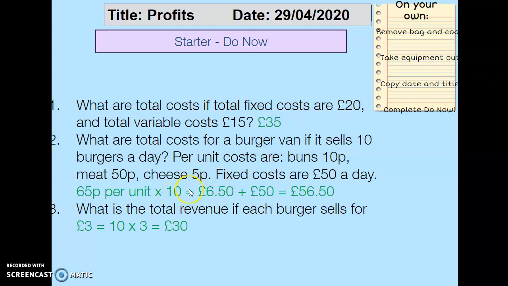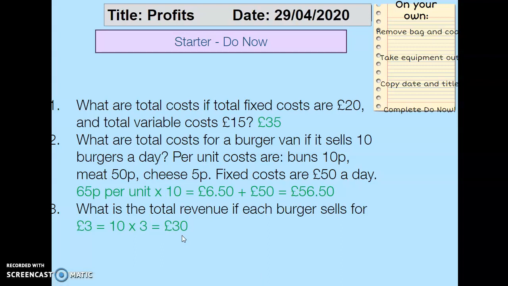This is our total variable cost. Once we find our total variable cost, we add £50. So our total cost will be 50 plus 6.50, which is £56.50. Now, question number 3, still pretty simple. We need to find the total revenue if every single burger sells at £3. We said that the total number of burgers that we sell is 10, so all we need to do is 10 times 3, and we get a revenue of £30.